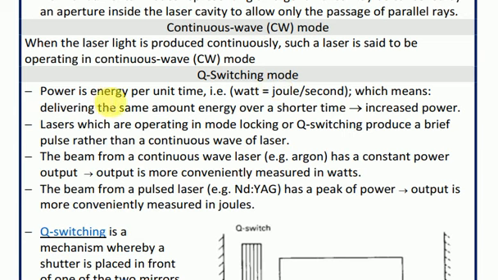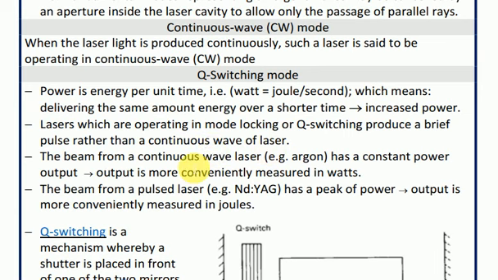As you know, power is the energy per unit time. So a watt is equal to a joule per second. It means that delivering the same amount of energy over a shorter time will give increased power. Lasers which are operating in mode locking or Q switch mode produce a brief pulse rather than a continuous wave of laser.